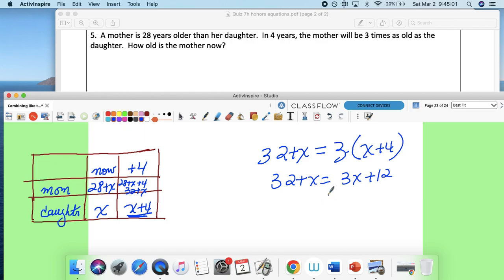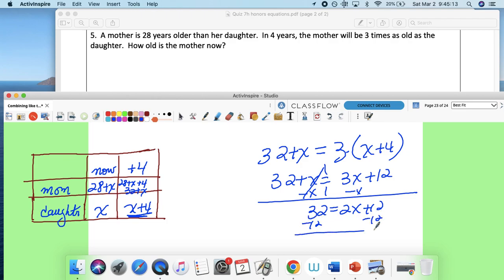Let's get rid of the X. We have variables on both sides, so minus X here, minus X here. That goes away. 32 equals 2X plus 12. Subtract 12 from both sides. 2X equals 20, and the baby is 10. So the daughter is 10 years old. And then mom, right now, is 28 plus X, or 28 plus 10, which makes mom 38 years old. Okay.